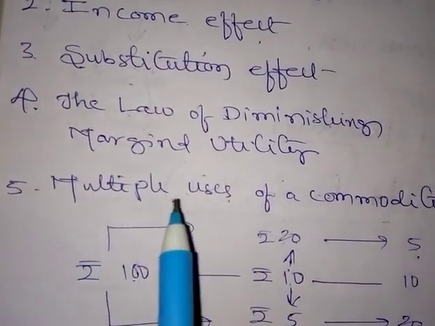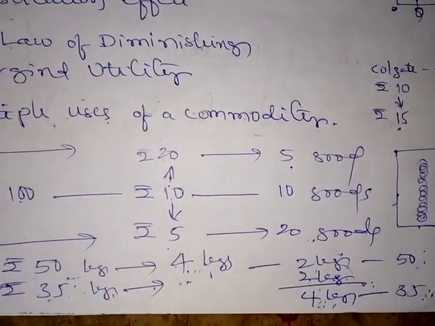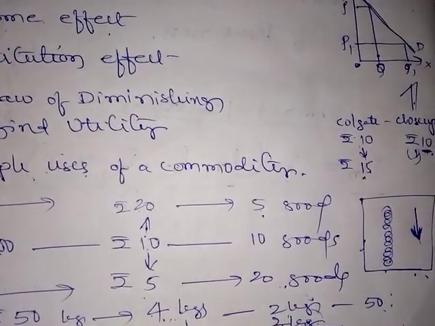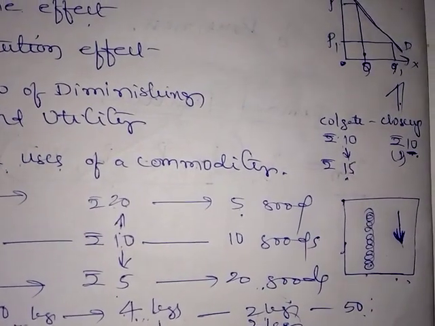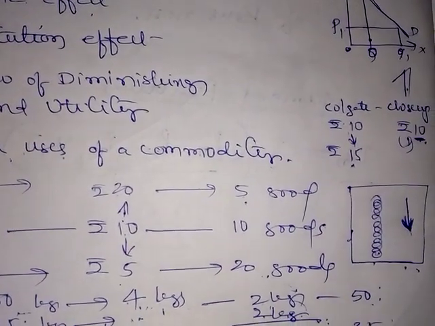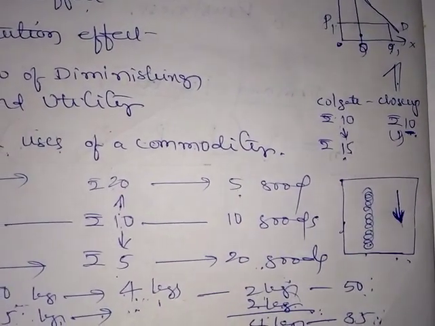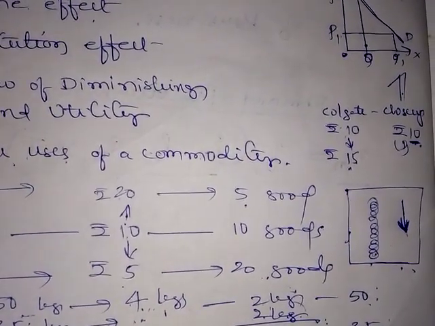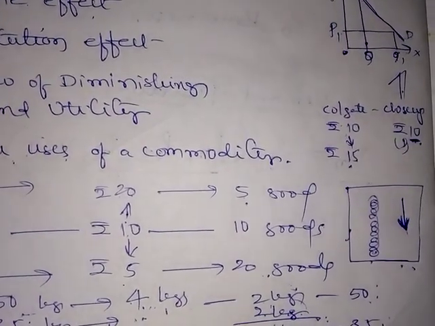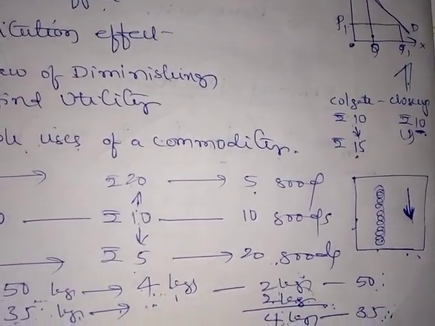Then the last one is multiple uses of a commodity. Some commodities can be used for so many purposes. For example, electricity. Nowadays electricity is the most useful commodity for us, right? That is why we use electricity for many purposes, like for ironing clothes, for cooking, for lighting, for running machinery and equipment, for heating water, for washing clothes, like that. For many purposes we use electricity.